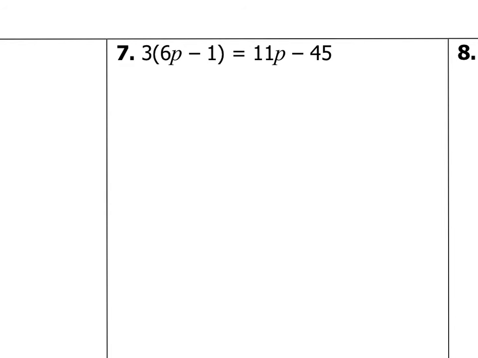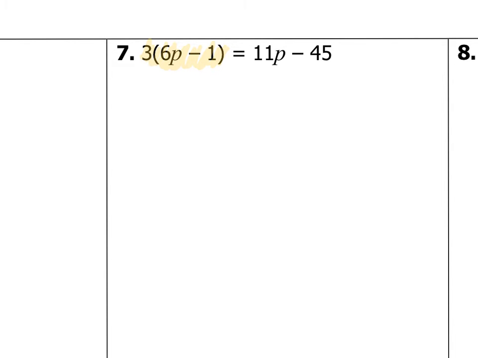Now we're going to move to number 7. And number 7 is different from the examples that we previously did. How is number 7 different? Yes, the left-hand side of the equation has the distributive property. So we must simplify the left side before we can start moving our p's left and right.